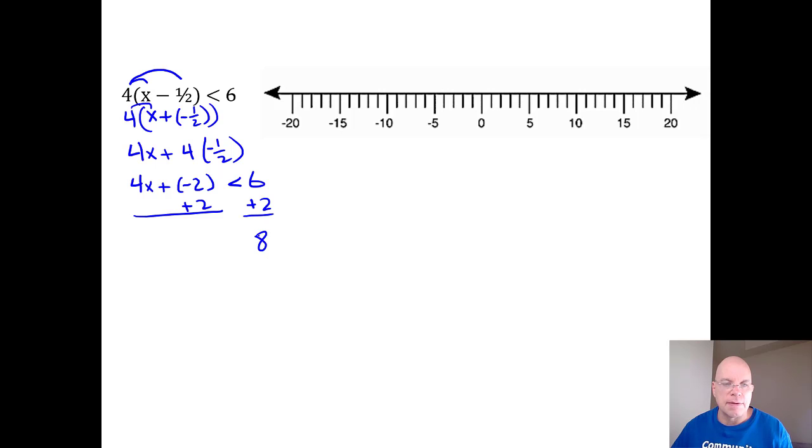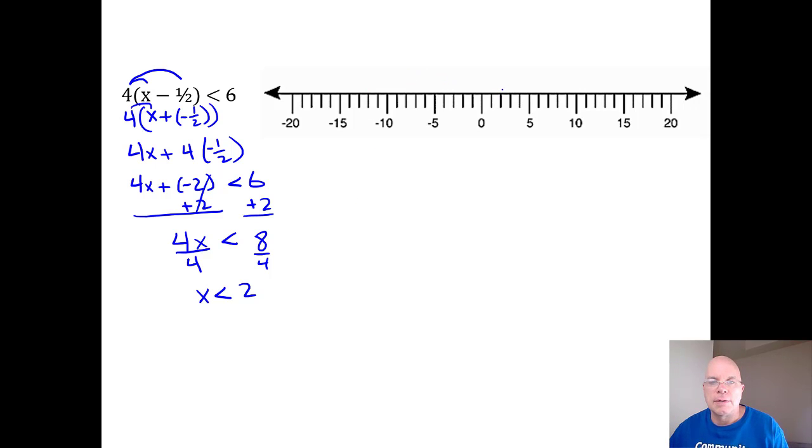So I get 8 on this side, and on this side I get 4x. Did we just multiply or divide by a negative? No. So it's still less than. Then I divide both sides by 4, and I get x is less than positive 2. I didn't divide by negative or multiply by negative, so I did not reverse the symbol.